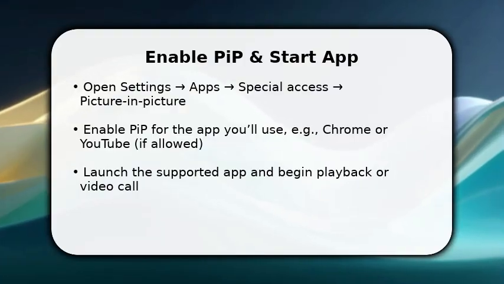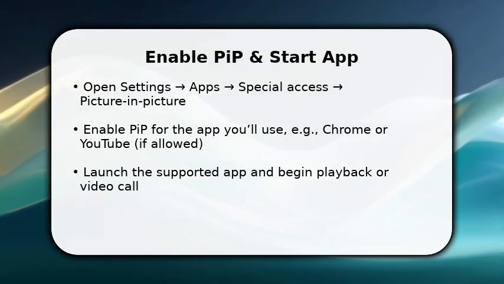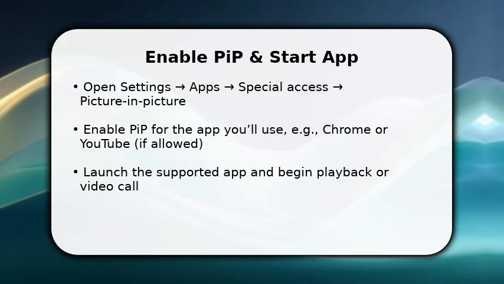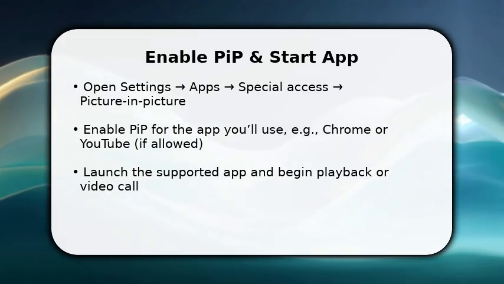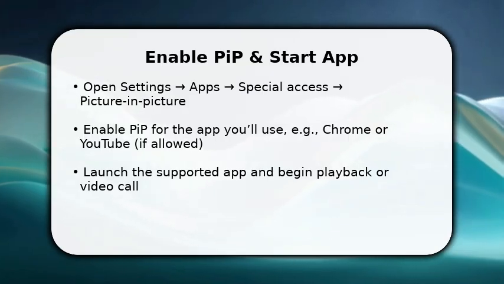You'll start by enabling picture-in-picture for the app you plan to use. Open Settings, go to Apps, then Special Access and tap Picture-in-Picture. Turn the toggle on for the app. Once done, open the app and play a video or join the call that triggers Pi-P.